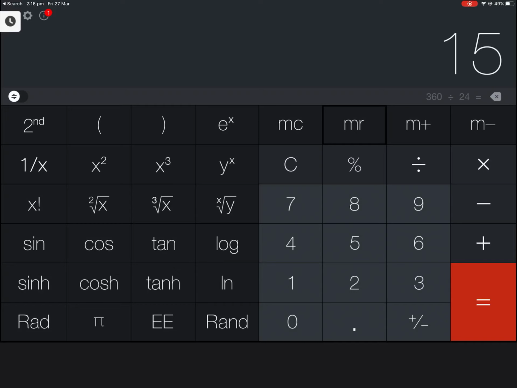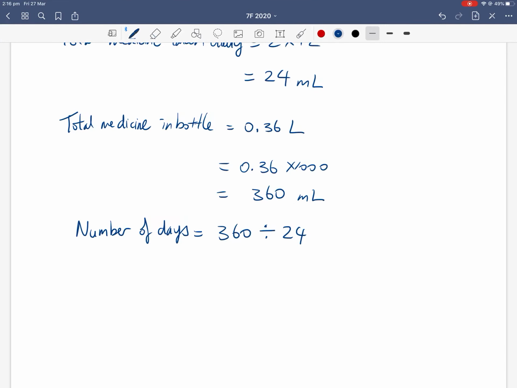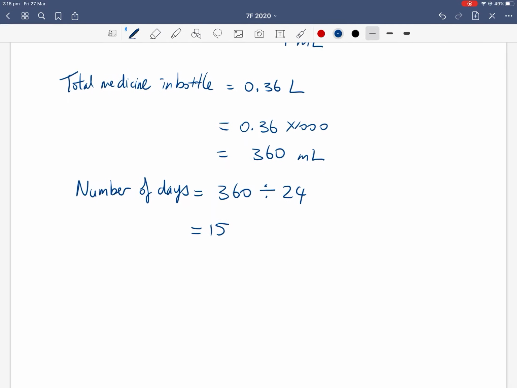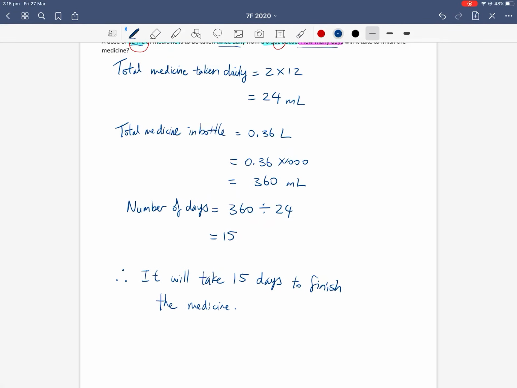And we need to work out 360 divided by 24 equals 15. So we can go back to our notes and we can just write this equals 15 and finish off with a sentence conclusion. Therefore, it will take 15 days to finish the bottle of medicine. Full stop. So it's a nice word problem.